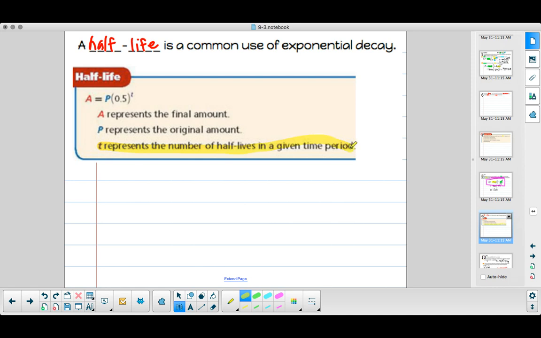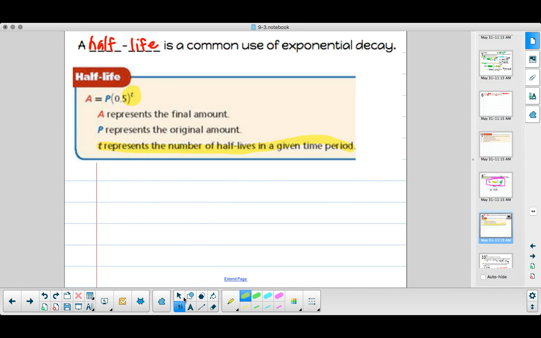If the problem says the half-life of the compound is 5 days, and then asks you to figure out how much is left after 25 days, because the half-life was 5 days, that does not mean we're using 25 days as your t. Since the half-life is 5 days, that means 5 half-lives take place in those 25 days.